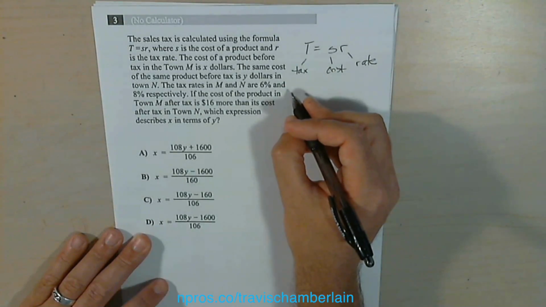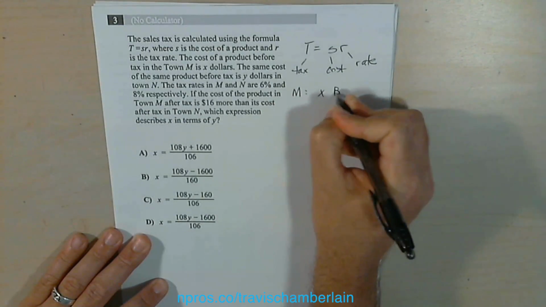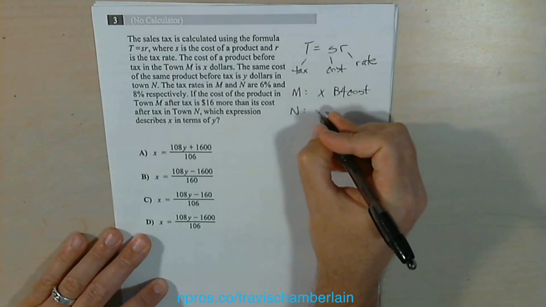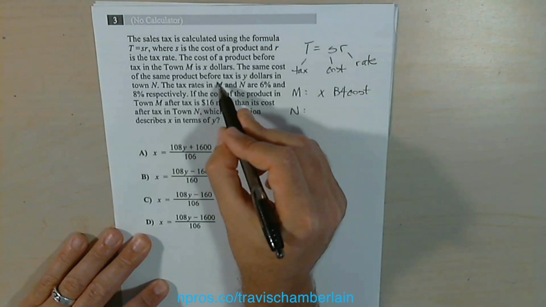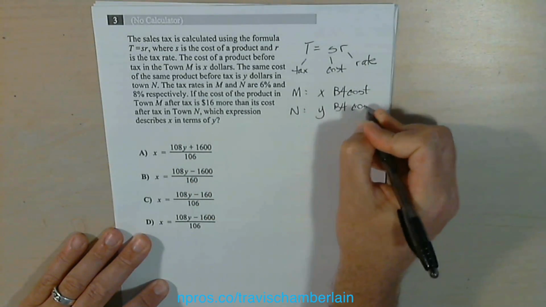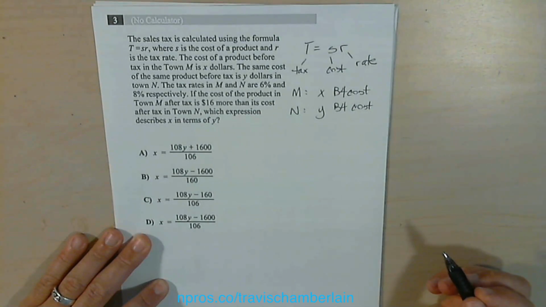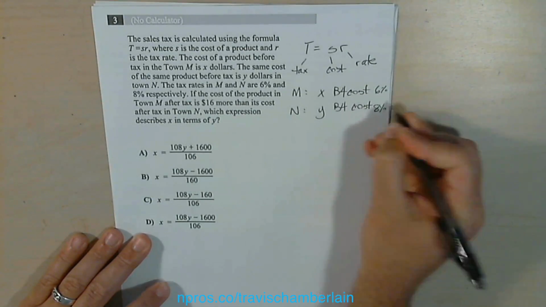The cost of a product before tax in town M is X dollars. Okay, so we're in town M, and X is the before cost. And we're in town N, and it looks like they're saying in town N that the cost of the same product before tax is Y dollars. So Y is going to be the before cost in town N. The tax rates in M and N are 6% and 8% respectively. Looks like a good spot. Let's put 6% here and 8% here.